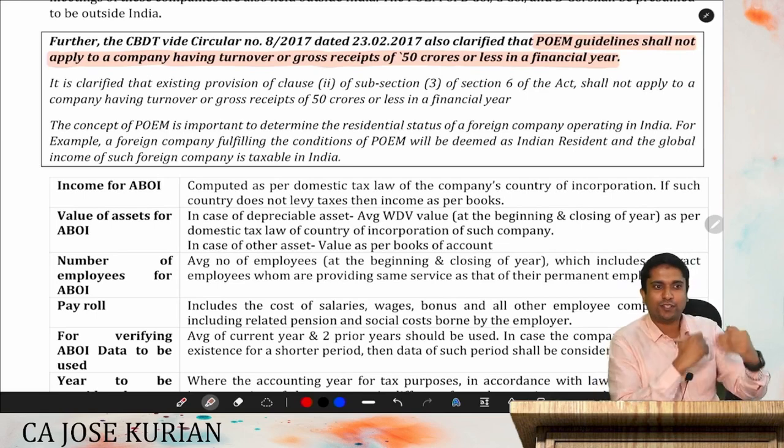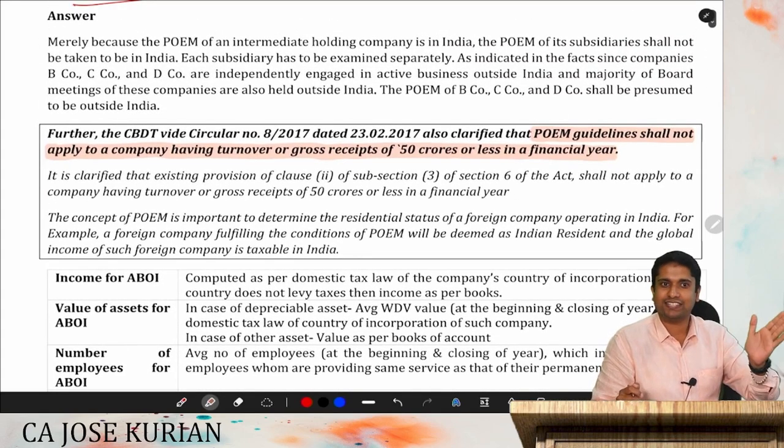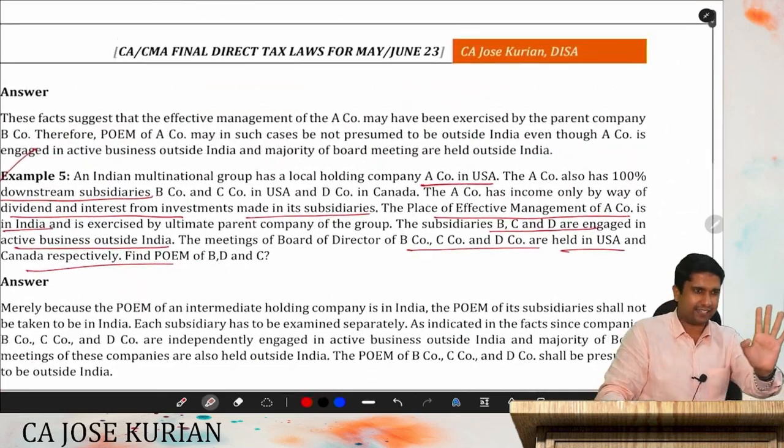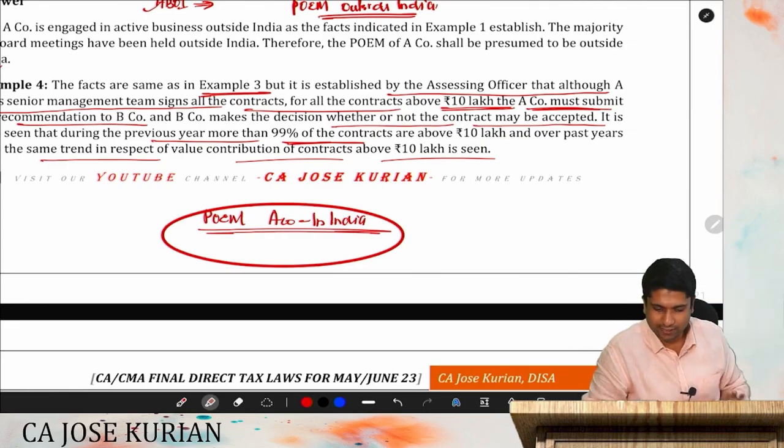Now let me go back to the logic again for better understanding, because this is an important area for both our CA and CMA final syllabus. Listen, a final summary on this POEM concept. Listen.